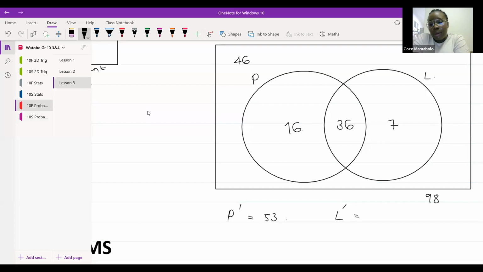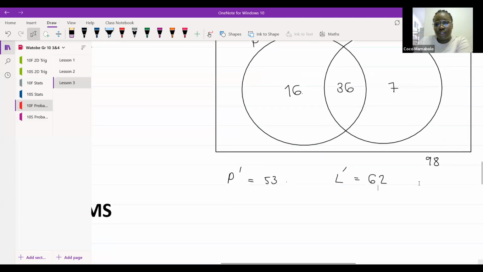Wouldn't we add the number? Complement just means not. Who does not take physics? 16. And 46. Correct. 16 and 46, both of them together. Okay. And that's going to give us what? 62. Right, because that's 16 plus 46.